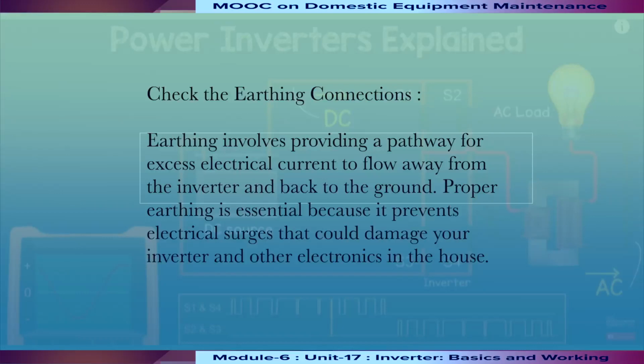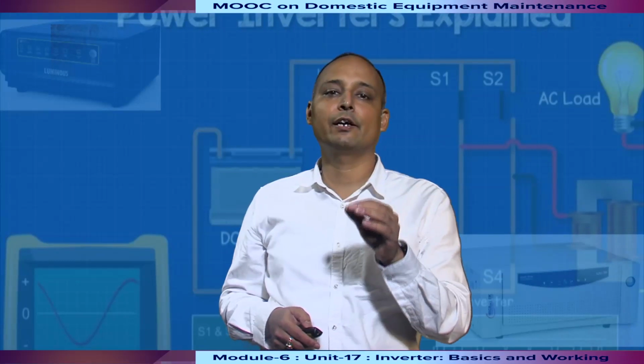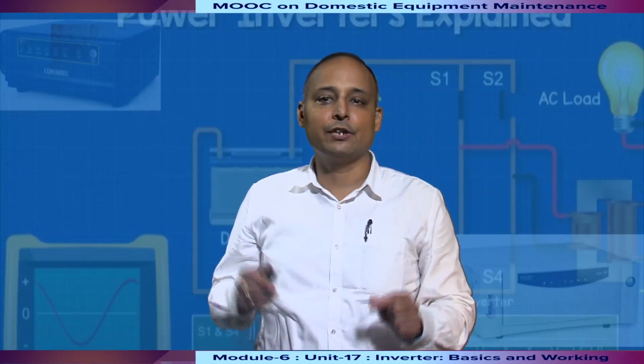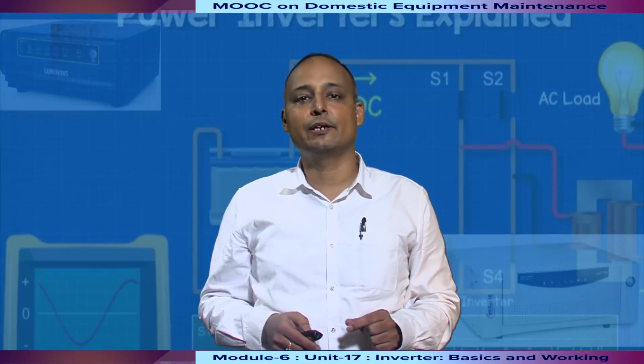Check the earthing connections. Earthing involves providing a pathway for excess electrical current to flow away from the inverter and back to the ground. Proper earthing is essential because it prevents electrical surges that could damage your inverter and other electronics in the house. Checking the earthing connections to ensure that they are correctly installed and functioning is an essential maintenance step.